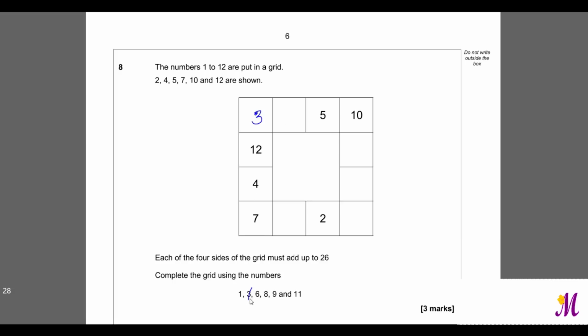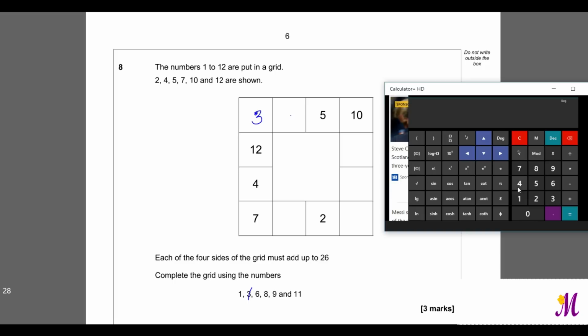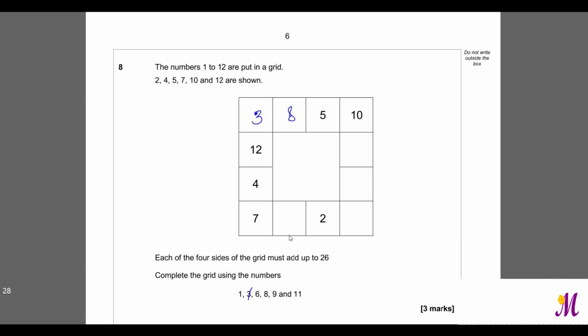Let's cross this out. Now we have 1 blank in this row. That makes it easier. Let's use our calculator again. So 26, and then take away 3, take away 5, and take away 10. 3, 5, and then 10. That makes 8. So 8 should be here. Let's cross 8 out. Now we should work with this column with 3 blank boxes, or this row with 2 blank boxes. I will start with this row.